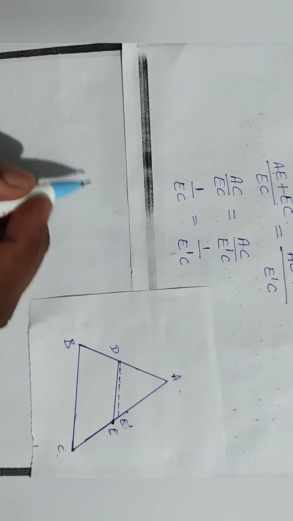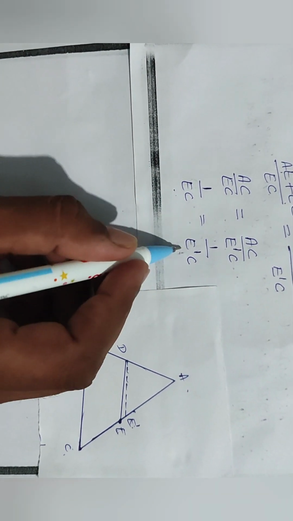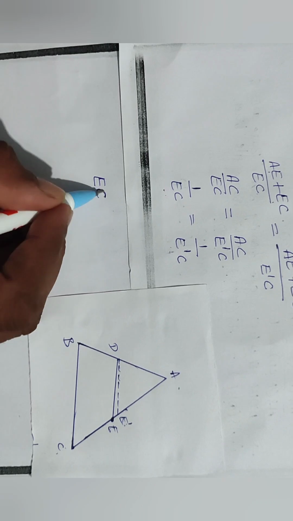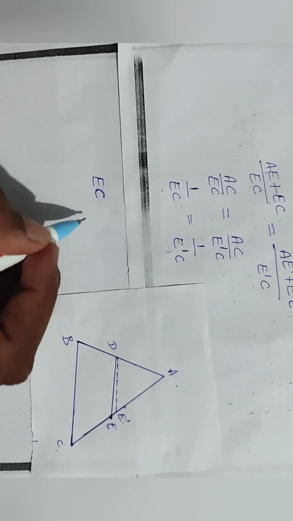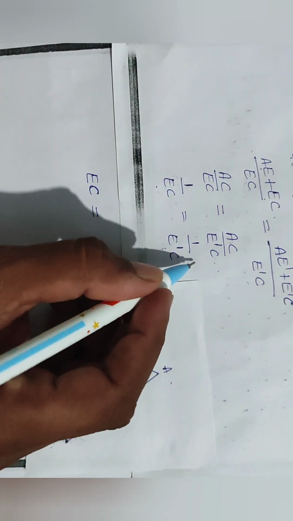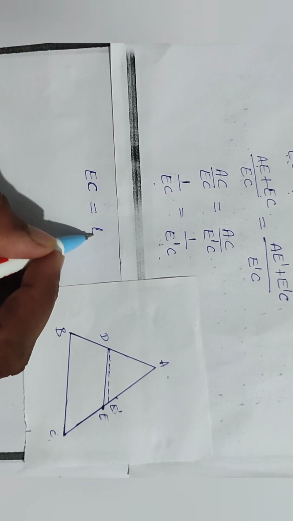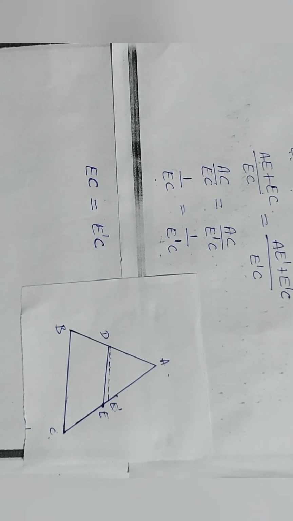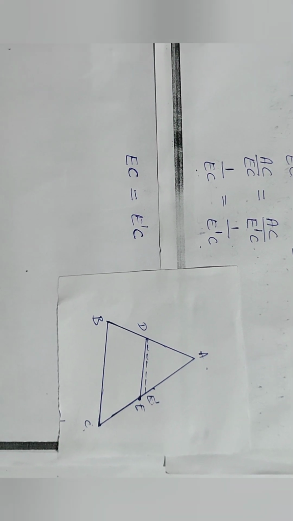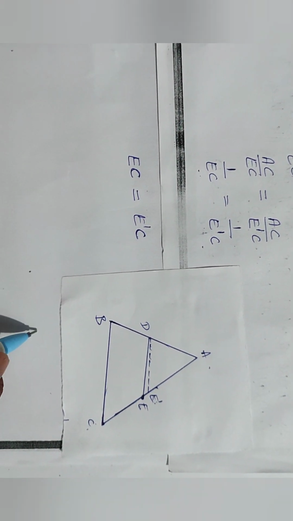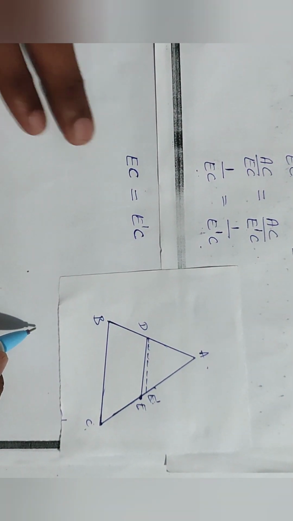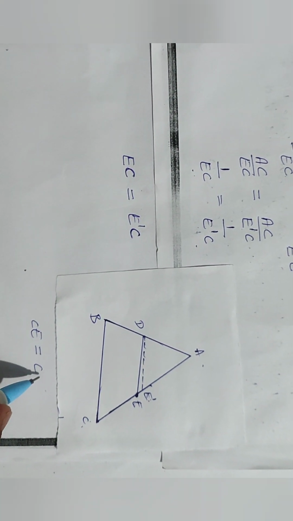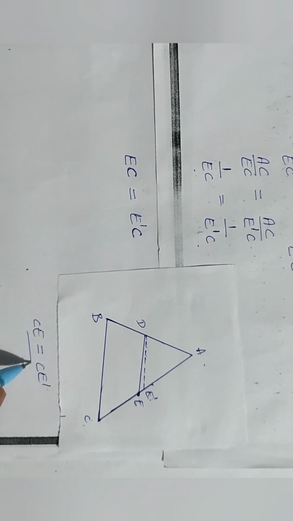The next step is just to take the reciprocals of these two. That is 1 by EC, by taking the reciprocal, becomes EC divided by 1, nothing but EC, which equals 1 by E dash C becoming E dash C divided by 1, which is nothing but E dash C. Now I will consider one rough sketch here. EC I can write as CE and E dash C as CE dash.